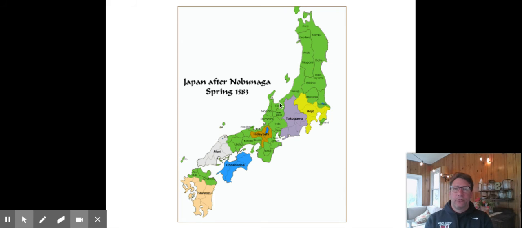Right there it is. So you can see Japan after Nobunaga, and so Nobunaga basically controls all of the areas that are in green. The next one is going to be Hideyoshi, and then the last one, which is here in the brown, which is kind of controlling much of the area around the capital. And then the last unifier is going to be Tokugawa, who controls much of this purple section.